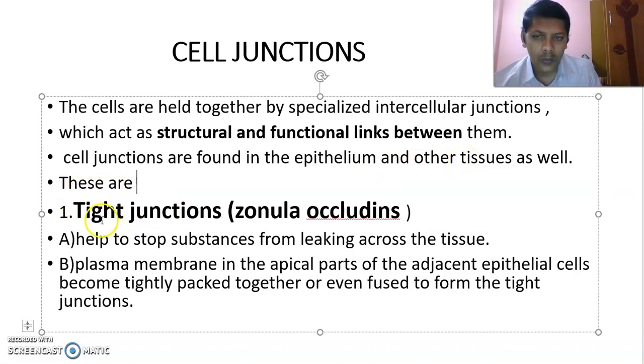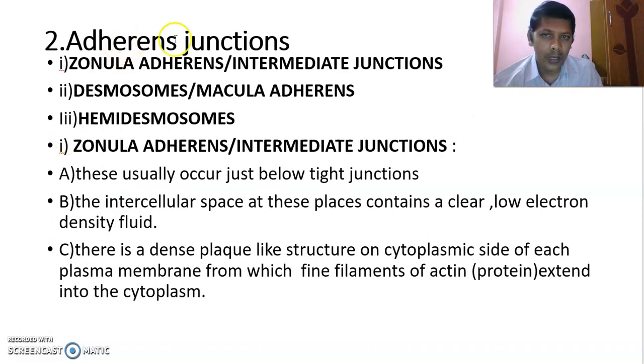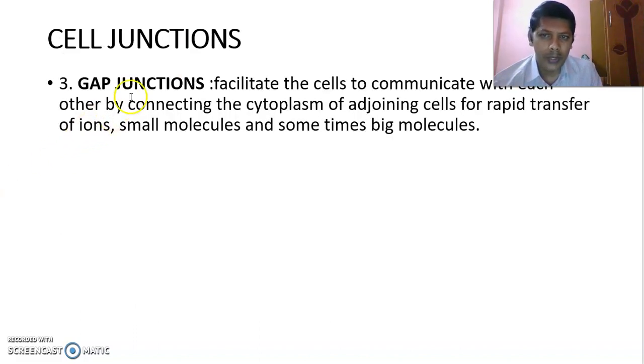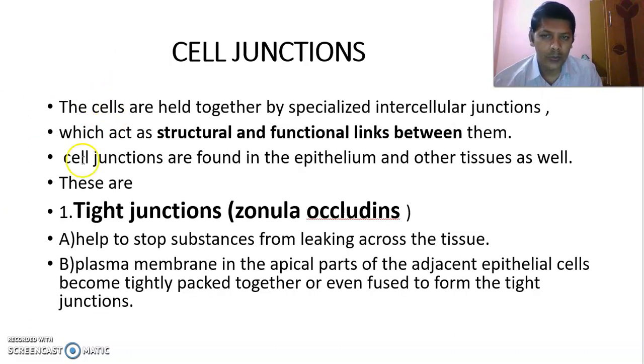What are they? Tight junctions, second, adhesion junctions, and third, gap junctions. You know those three. First, tight junctions. These are also called zonula occludens. Write down this one, zonula occludens.